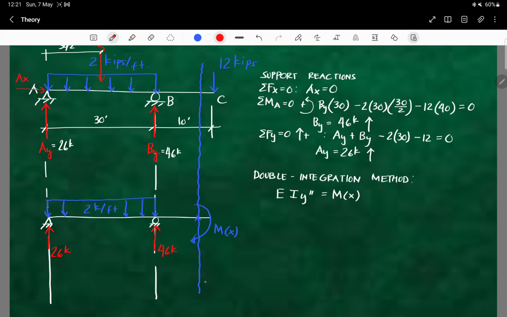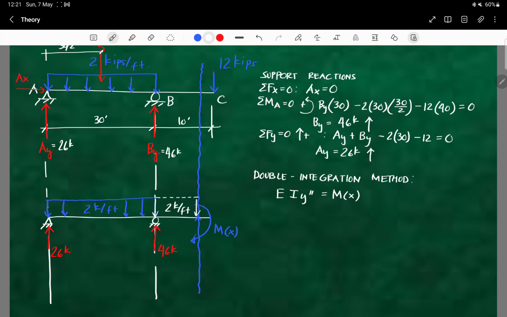So since dito tayo mag-cut, yung rule natin for mga varying and uniform load is pinoproject natin yan hanggang dun sa cutting section mo. So yung gagawin natin dito is i-extend natin yan hanggang dito sa cutting section natin. Okay? So same magnitude, same direction. So this is 2 kips per feet, same direction.